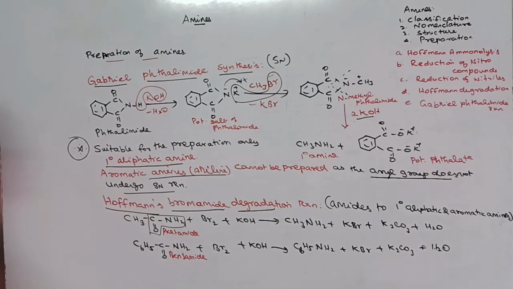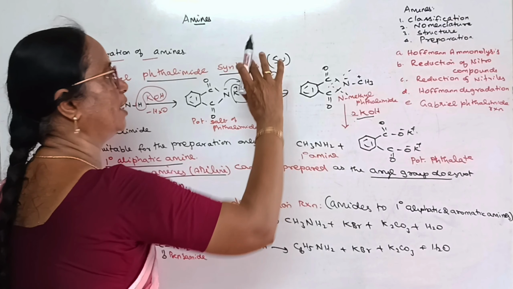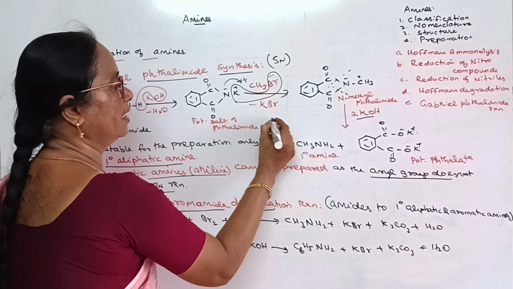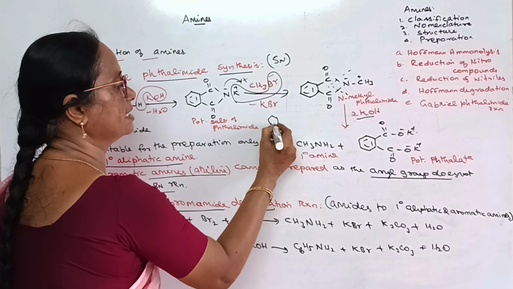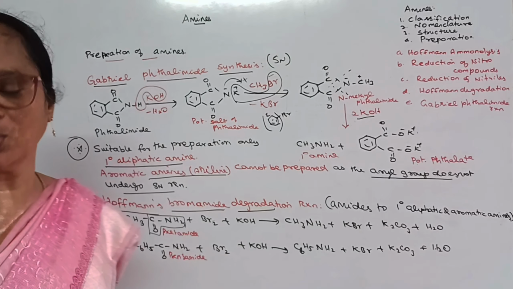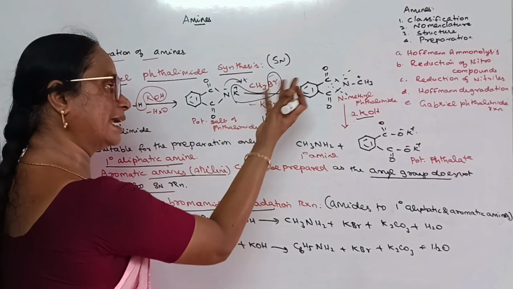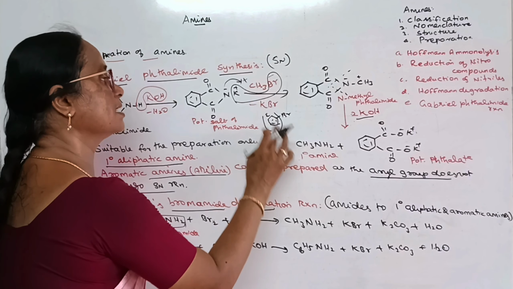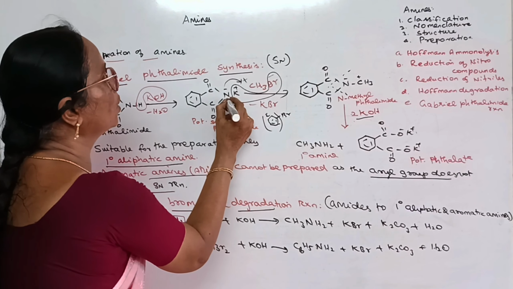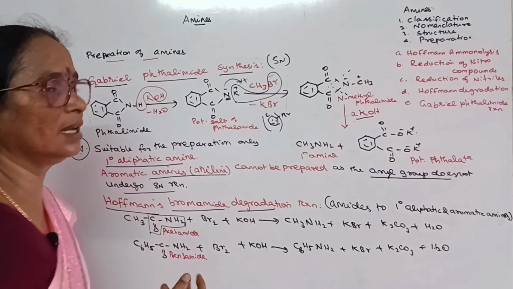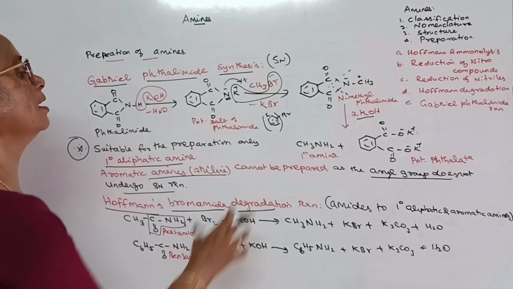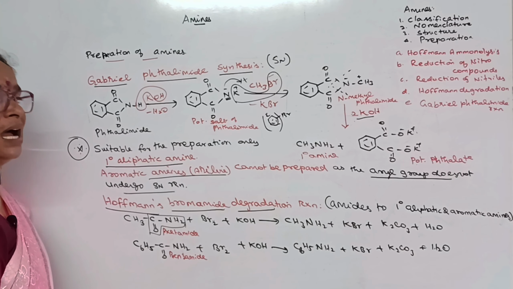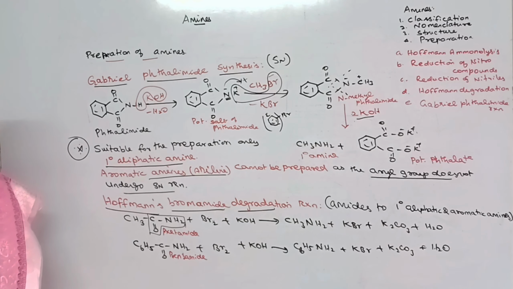Suppose you consider an aryl halide over here, C6H5Br. This benzene ring cannot behave as an electrophile, because the benzene ring does not undergo nucleophilic substitution reaction either. That's why we can't prepare aniline by this Gabriel phthalimide synthesis.